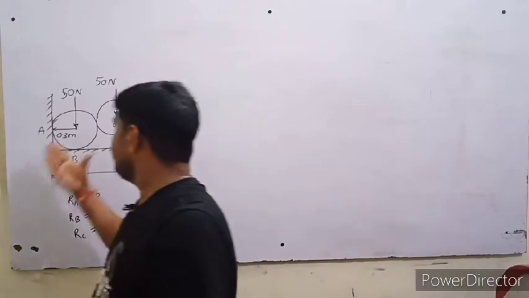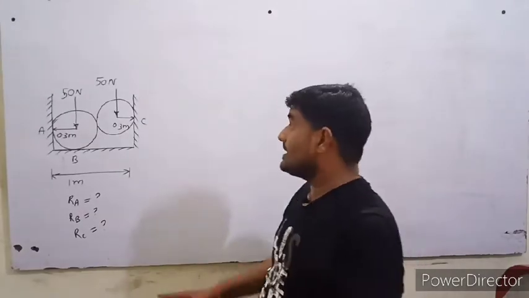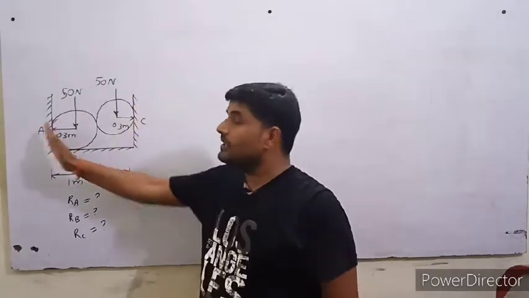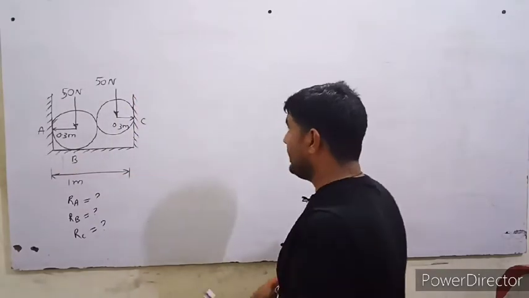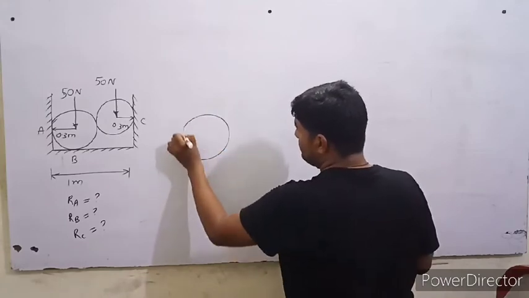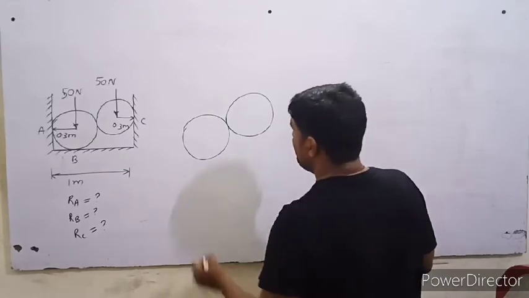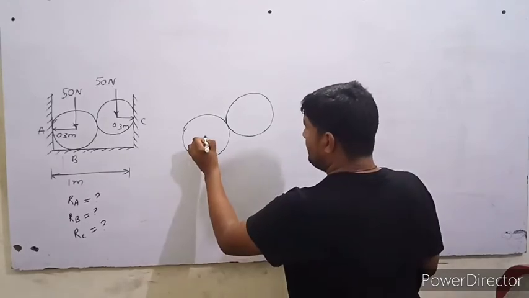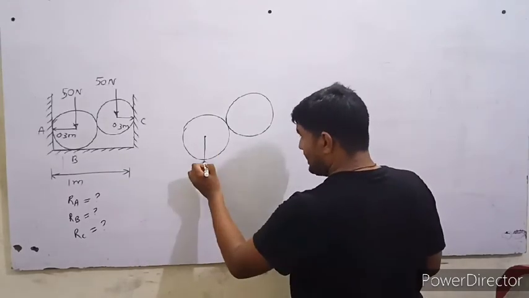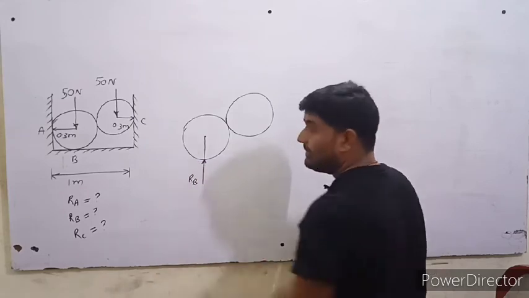So this is our problem, and what will be our step 1? Our step 1 will be to remove all the supports and draw the free body diagram. If I remove all the supports, there will be a reaction from this. What is this? Rb reaction.